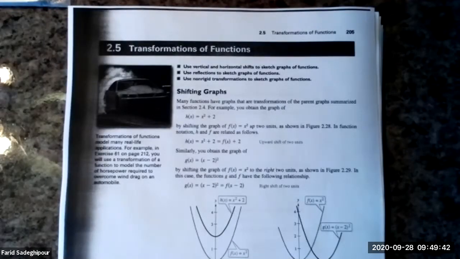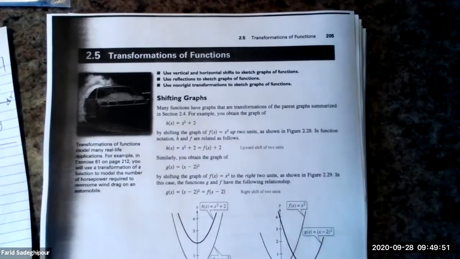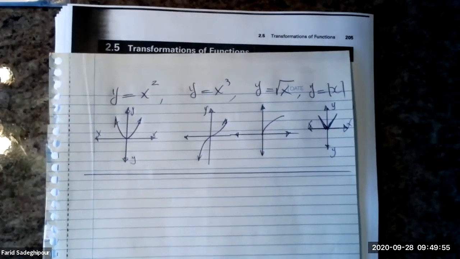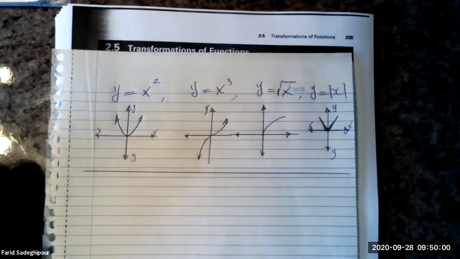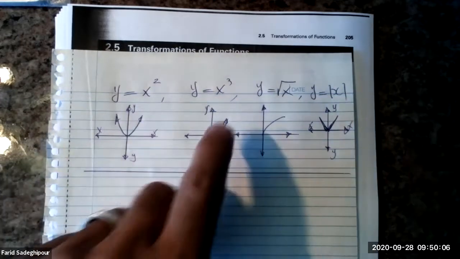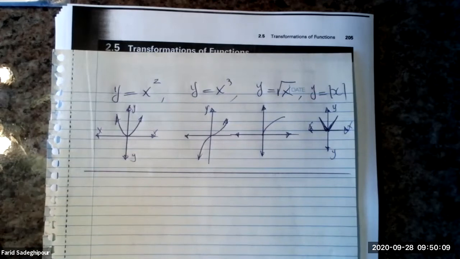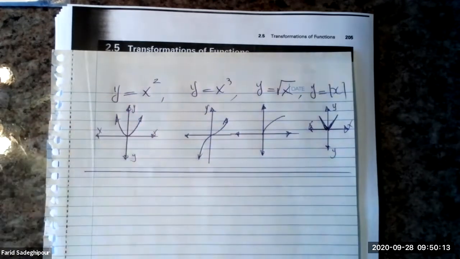Section 2.5, transformation of functions. There are several functions that are very common to use when you come to translation of the functions. One is y equals x to the power of 2, which is like a half a bowl. The other one is y equals x to the power of 3, which is the odd function. This one is even. That's why you see all the y is always positive on it.